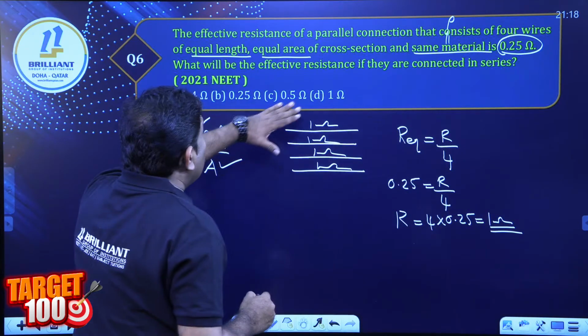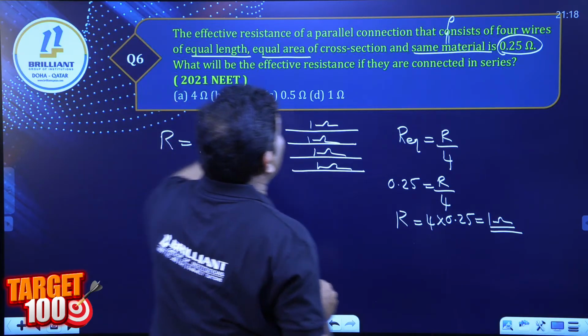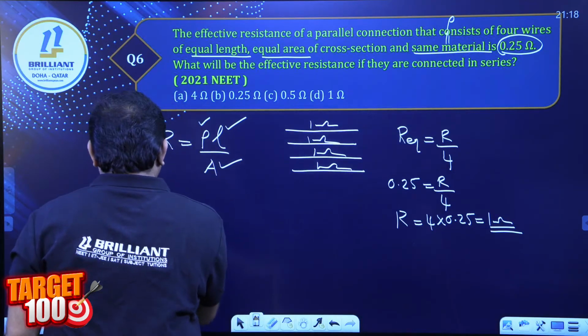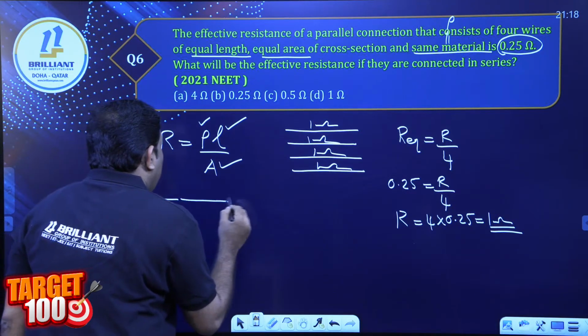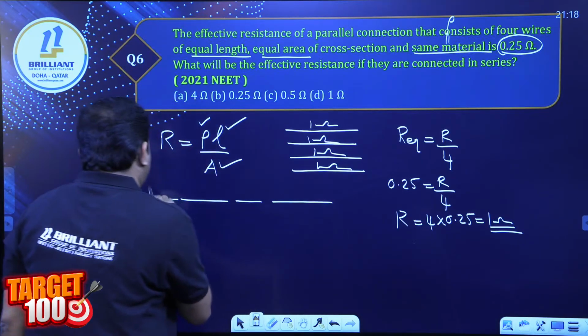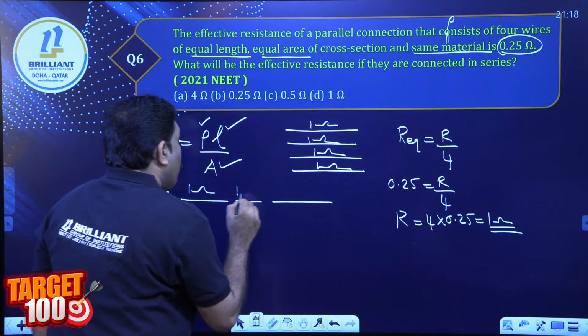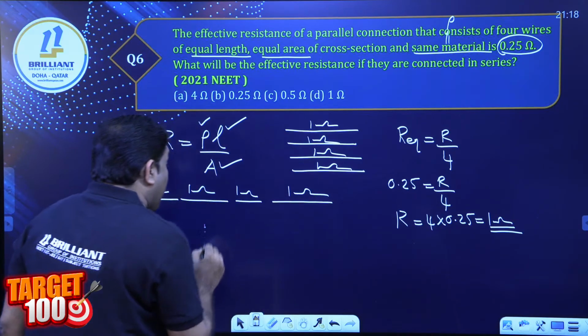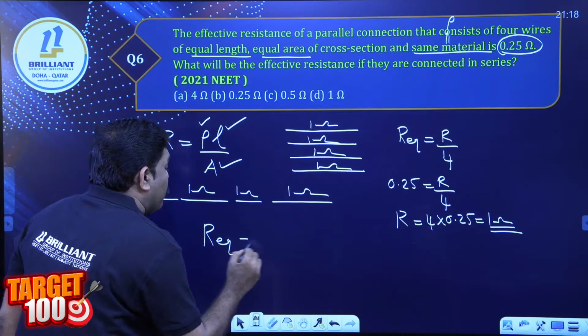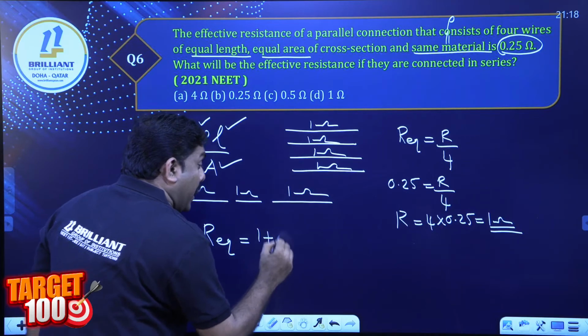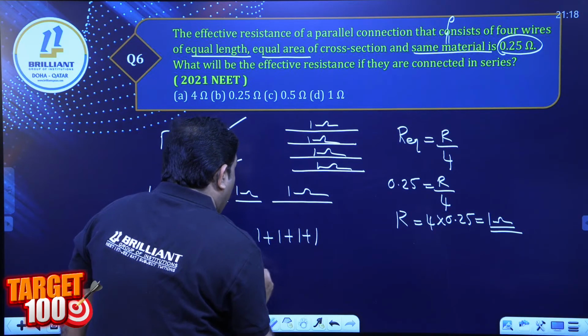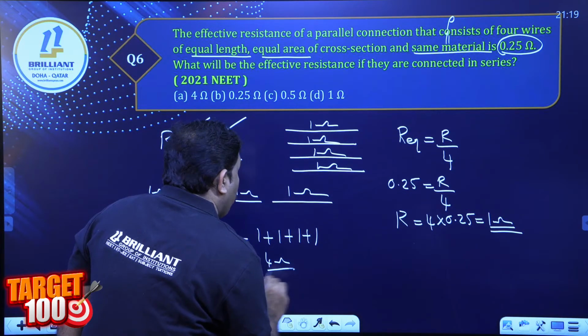So look, all these 4 wires now we are connecting in series. So we can say 1 ohm, 1 ohm, 1 ohm are connected in series. So what is the equivalent resistance now? R equivalent is equal to series addition only, 1 plus 1 plus 1 plus 1, and that is equal to 4 ohm.